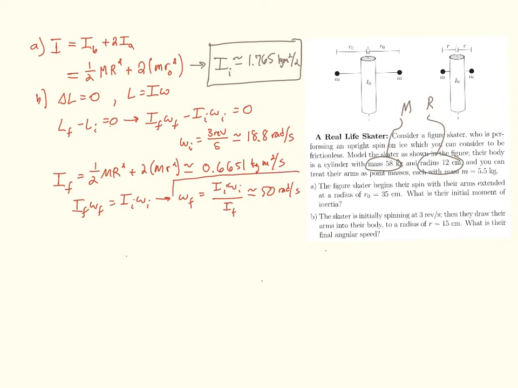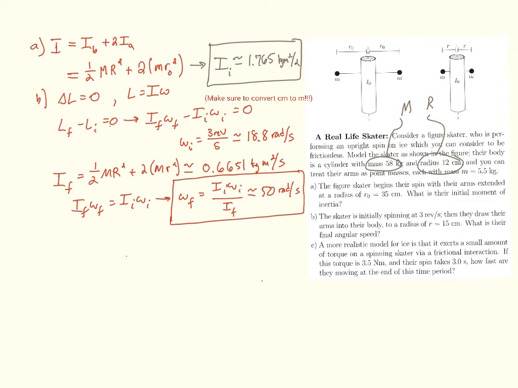That sounds like kind of a lot, and it is kind of a lot, but it does make sense because I started out at 18 radians per second. I pulled my arms in and sped up a bunch because I have less moment of inertia. If the moment of inertia goes down, that means omega has to go up, and I get 50 radians per second. Cool.